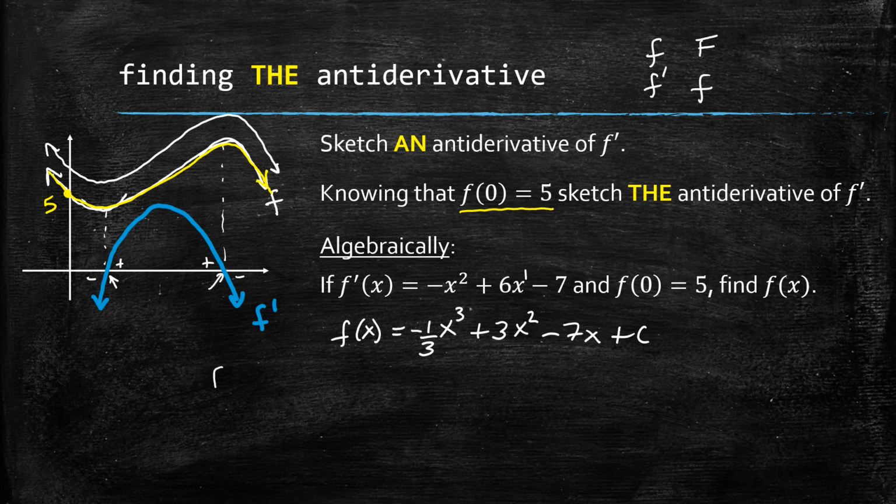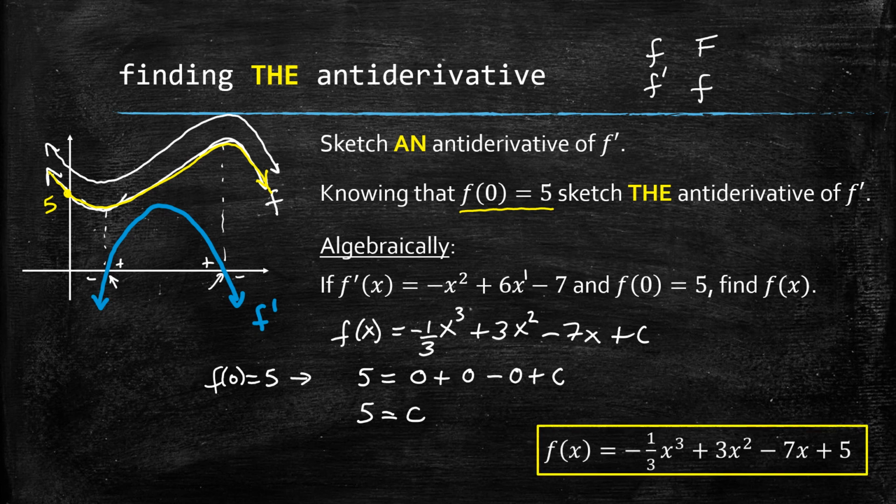But now we know that f of 0 equals 5. We can actually plug this point in. So that means that 5 equals, if we plug x equals 0 in everywhere on the right hand side, we get 0 plus 0 minus 0 plus c. We actually get left with a value for c. c equals 5, and that gives us the antiderivative of f prime using that condition f of 0 equals 5.